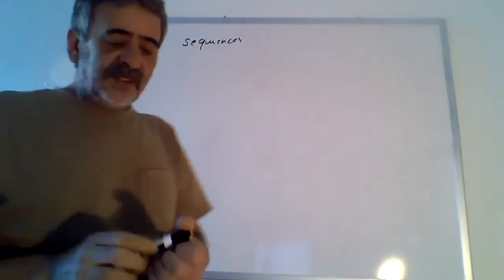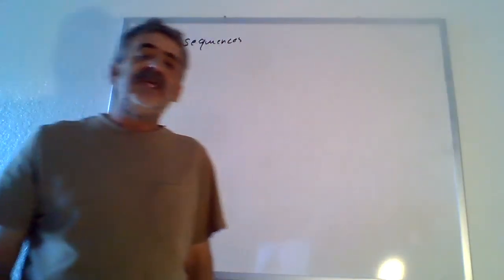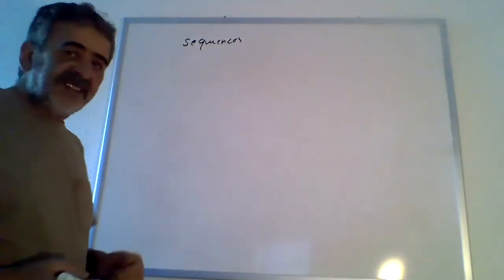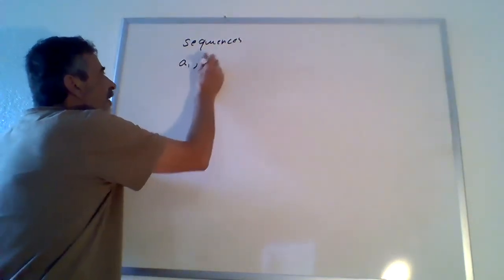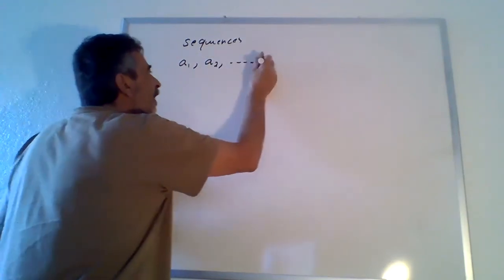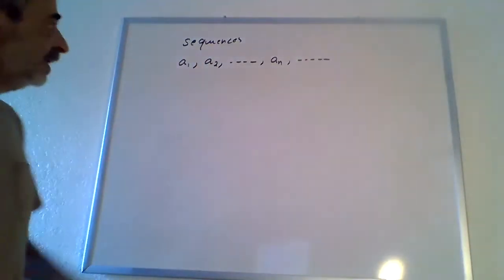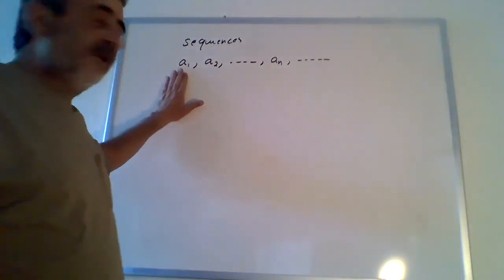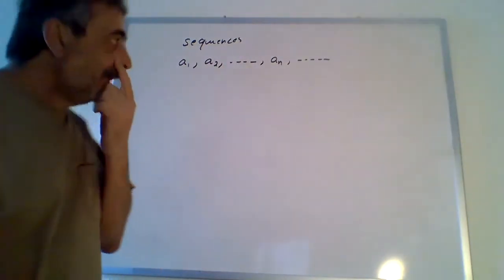So starting with sequences. A sequence is a collection of things in order. Basically, we can say a sequence has a first term, second term, third term, and so on. Normally we represent a sequence by the following: A1, A2, ..., An. So these are the terms of the sequence, A1 being the first term, A2 the second term, A3 the third term, and so on.